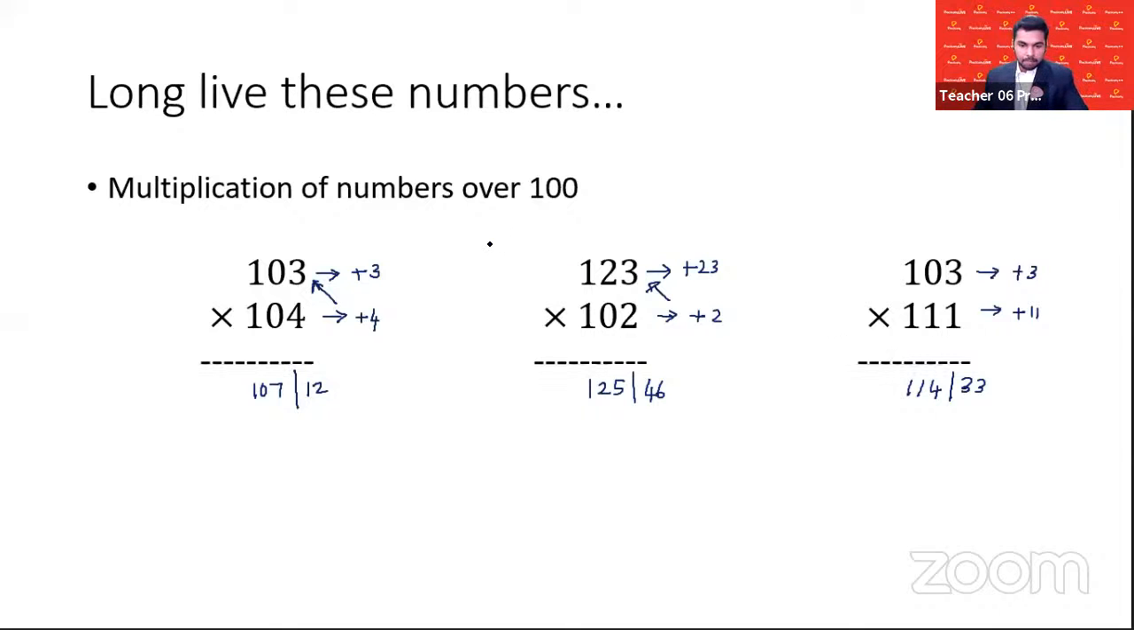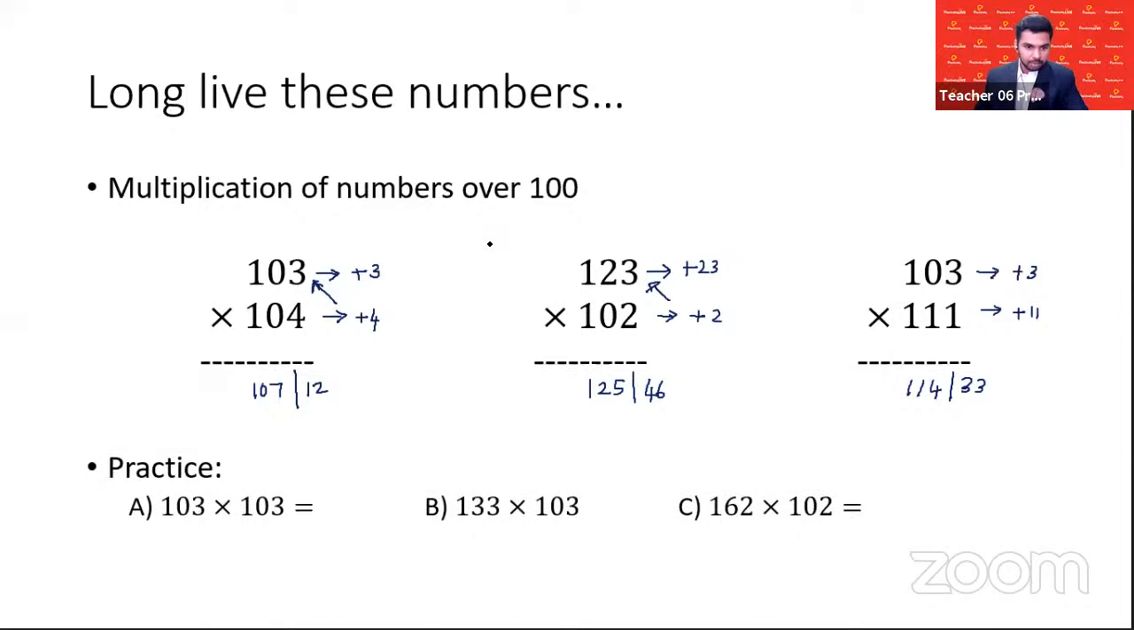So let us do some practice. Let us do the last one over here. So this will have a carry. Okay, so what is the greater part of 162? It is plus 62. The greater part of 102 is plus 2. So what is it going to be? 62 multiplied by 2 is 134.